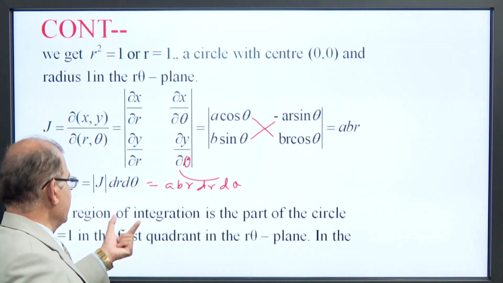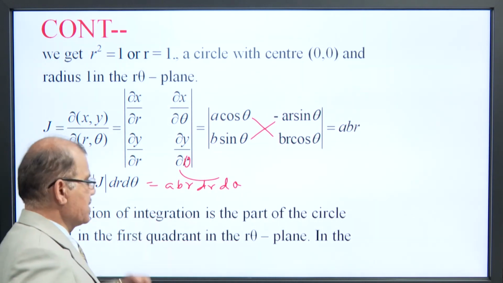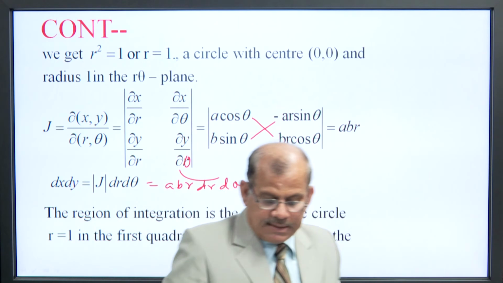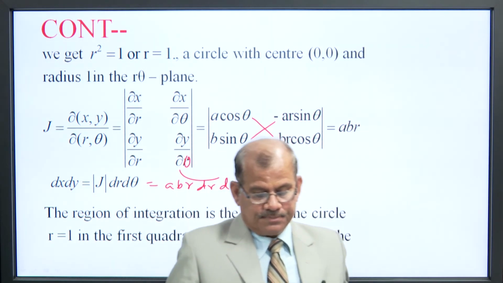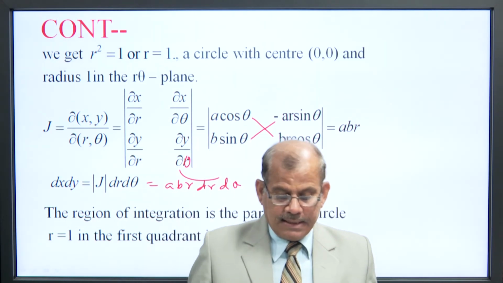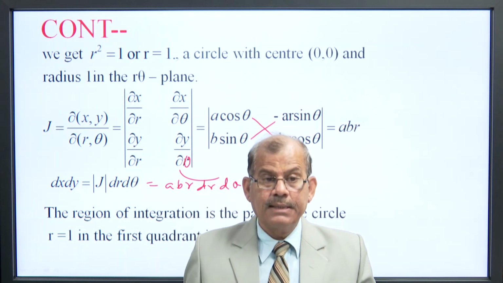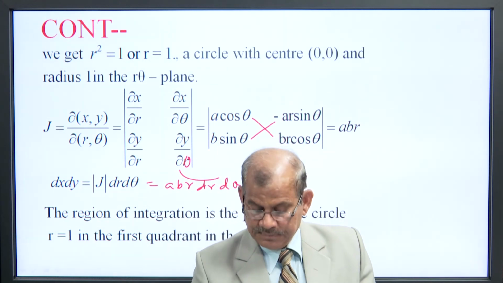The region of integration is the part of the circle r is equal to 1 in the first quadrant in the r theta plane.